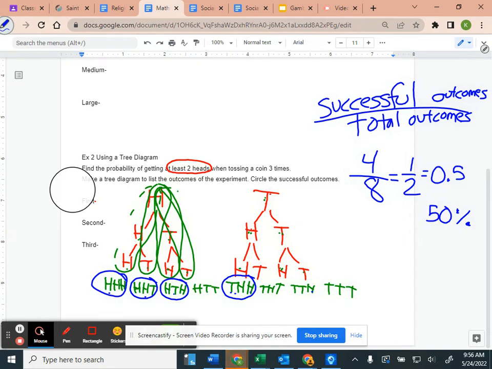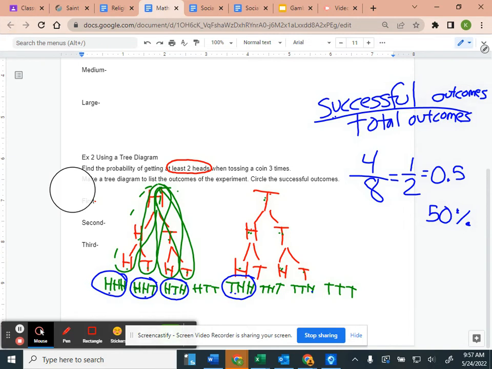You guys see how we did that? So we're using that tree diagram to find our probability that we were working on yesterday. So use that tree diagram to break it down, and then we're going to use that successful out of the total.